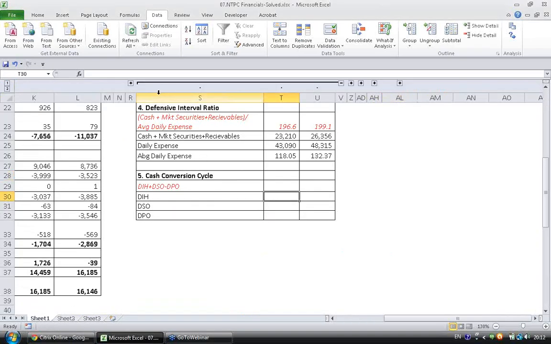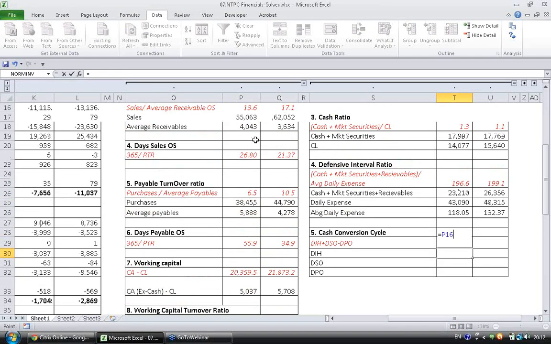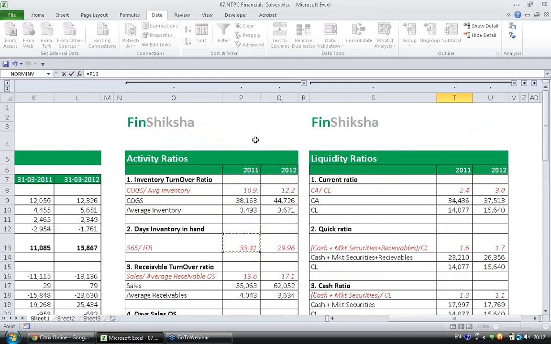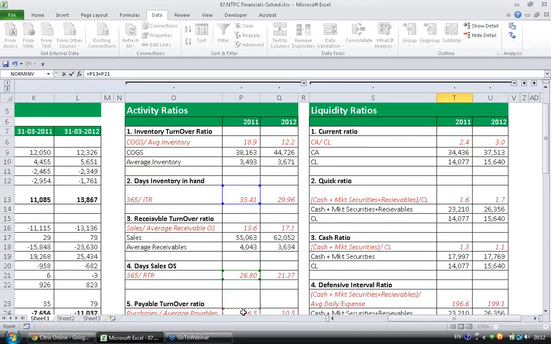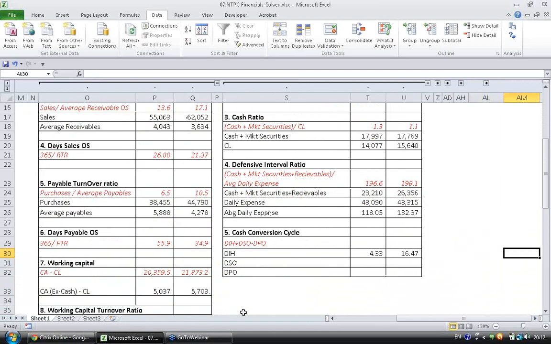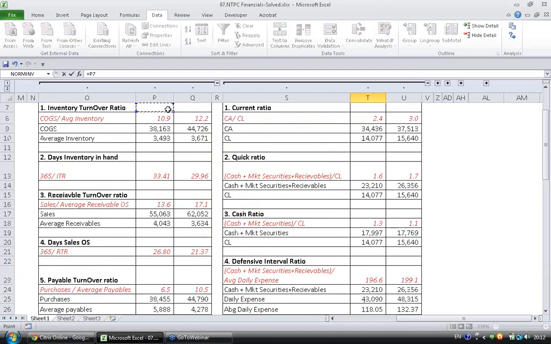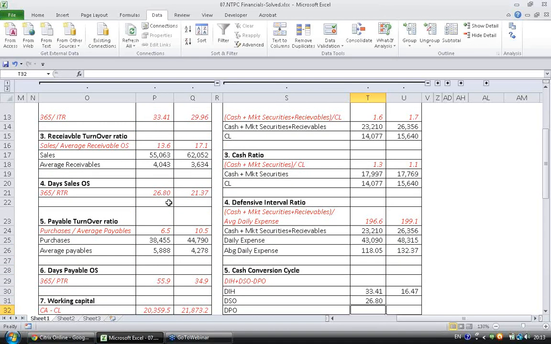DIH, we have already calculated in the previous section. DIH, days inventory in hand, is on top, plus days sales outstanding minus days payable outstanding, which is here. So 4.33 last year, this year it is 16.47. So let's connect them one by one. So inventory turnover ratio is 33.41 and sales outstanding is 26.8 and payable outstanding is 55.9.